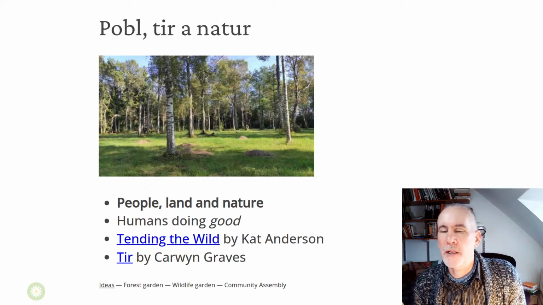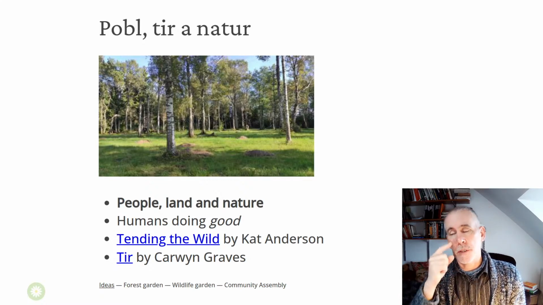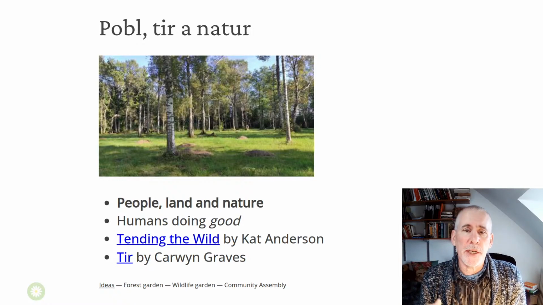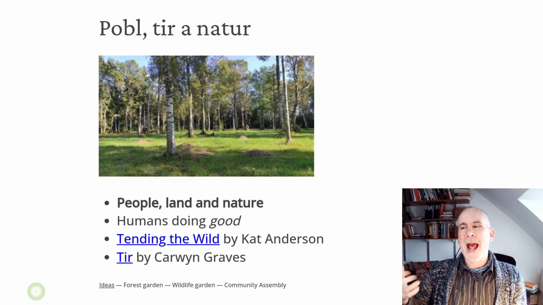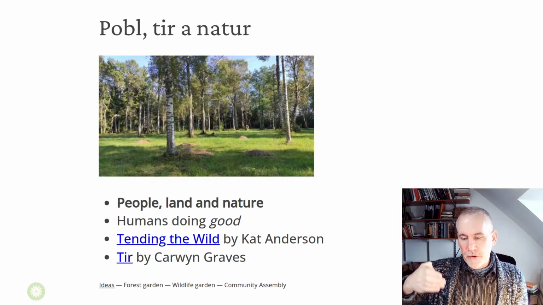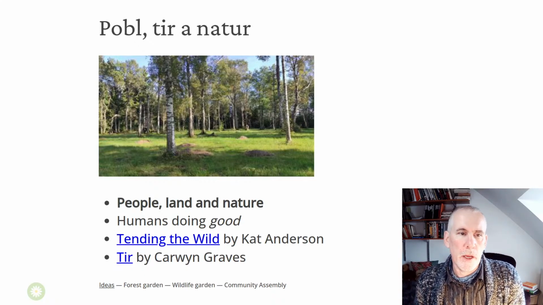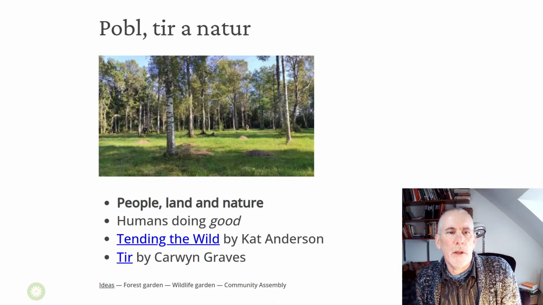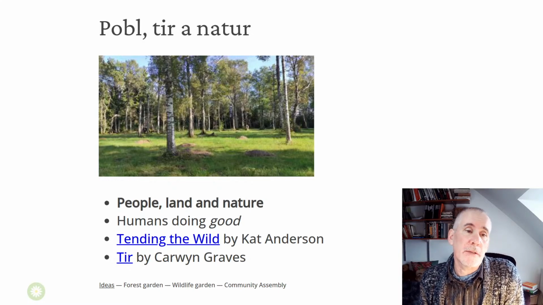We have done it. There's a brilliant book called Tending the Wild by Kat Anderson, who looks at the land management techniques of indigenous Californians and their increased biodiversity. This is the critical, fundamental point: it can be done. Another really great book which I read recently is called Tir, Land, by Carwyn Graves, and he talks about a similar thing but from a Welsh perspective.